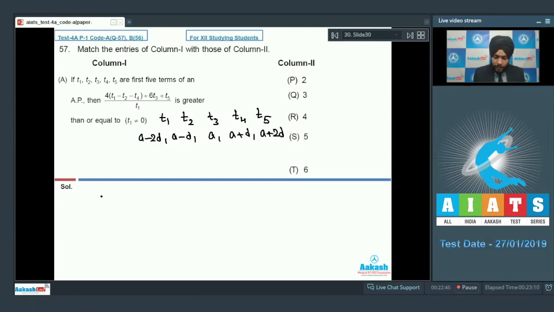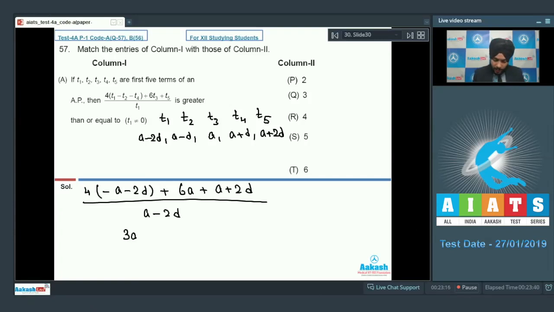So let us substitute over here. 4 into T1 minus T2. So T1 minus T2 will be minus d, minus T4, so minus a minus 2d, plus 6a, then a plus 2d, whole divided by T1, a minus 2d. So minus 4a plus 7a will be 3a, minus 8d plus 2d will be minus 6d, upon a minus 2d. Simply the answer is equal to 3. They are saying it is greater than or equal to, so P and Q are the correct matches for A part. Okay, this is the final answer.